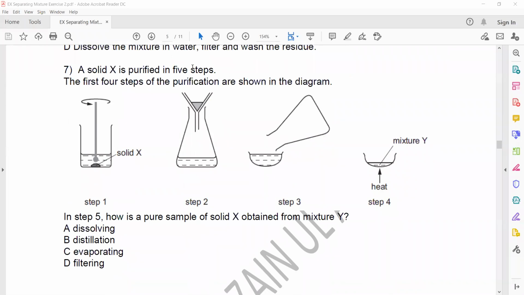Solid X is purified in 5 steps. First 4 steps of purification are shown in the diagram. So in step 5, how is a pure sample of solid X obtained from a mixture Y? So first what happened, like these are the first 4 steps. First we stir, then we filter, then we transfer into evaporating dish, and then we evaporate. In step 5, how is the pure sample of solid X obtained? So when you do crystallization, you remove some of the water and the solid will appear. How can I remove this solid from the solution? So we can use filtration.